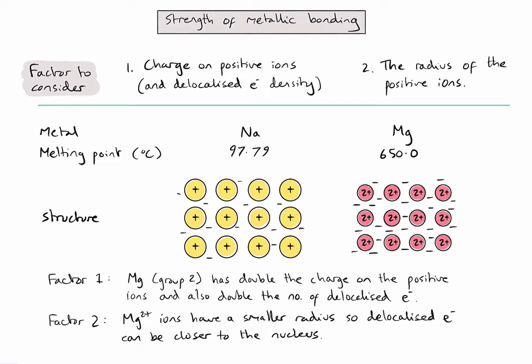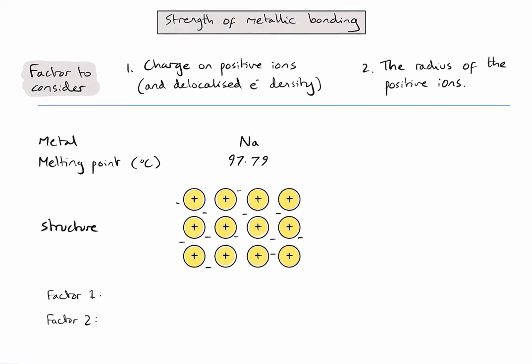Let's now compare sodium with another metal in the same group, and actually let's consider potassium, which is below sodium in group 1. Potassium has the symbol K, and if I look in the data booklet, I find that it has a melting point of 63.38 degrees. So let's now draw the structure of potassium metal and compare it to that of sodium to try and explain why it has a lower melting point.